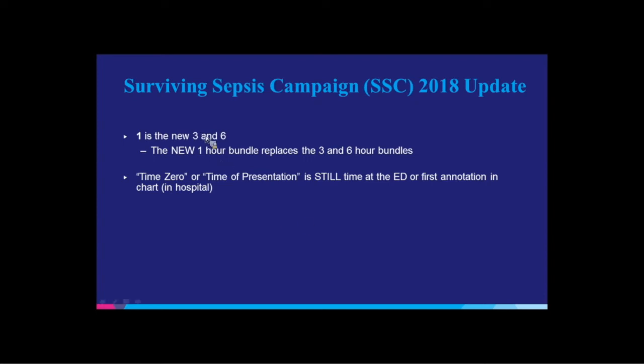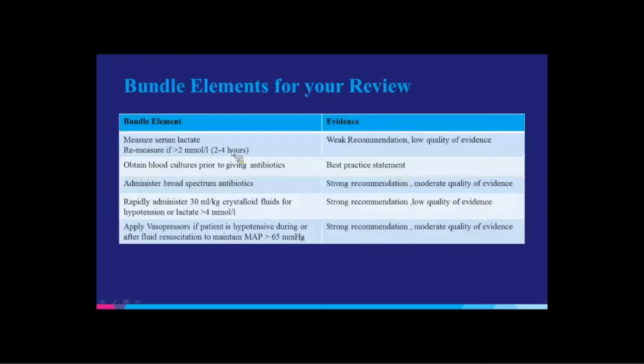So 1 hour is where they thought we should be responding to sepsis and implementing this bundle of measuring lactate, obtaining blood cultures, administering broad-spectrum antibiotics, administering 30 milliliters per kilogram of crystalloid fluids for hypotension or lactate, or applying vasopressors if the patient's hypotensive after fluid resuscitation to maintain a MAP of greater than 65 millimeters of mercury. As you can see, some of these are very strong. The lactate's actually a weak recommendation based on some low quality of evidence. The others are low and moderate quality, but really pretty strong recommendations.